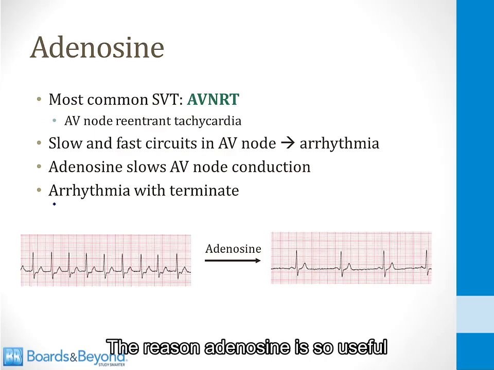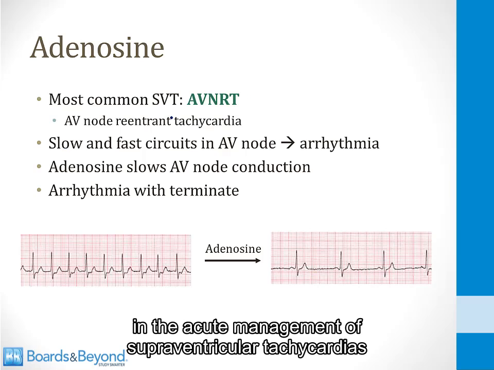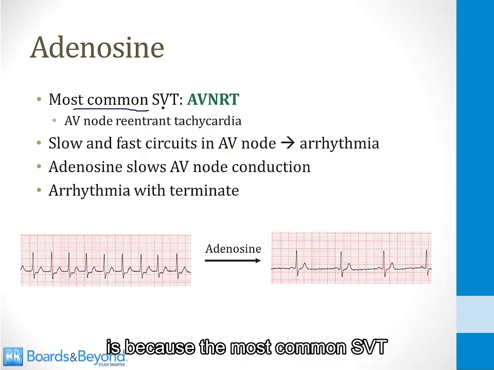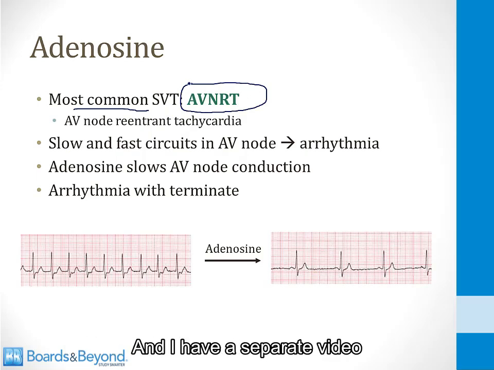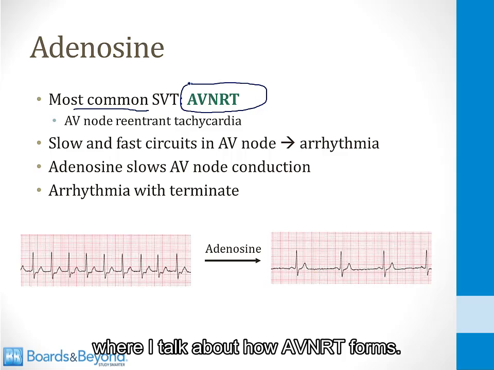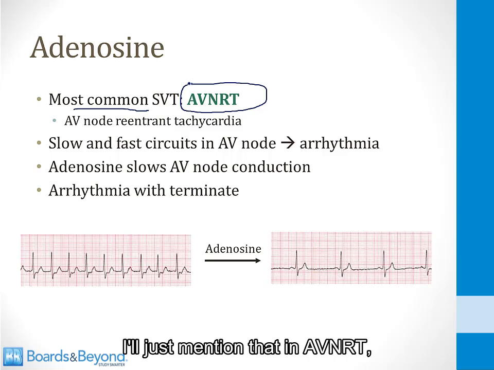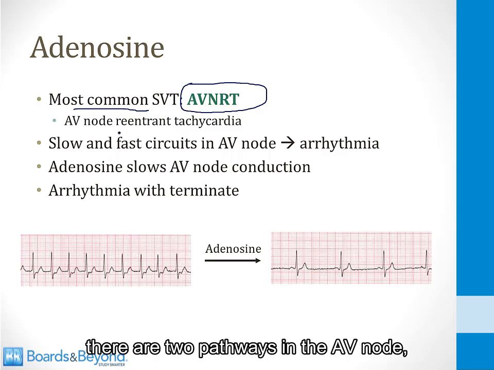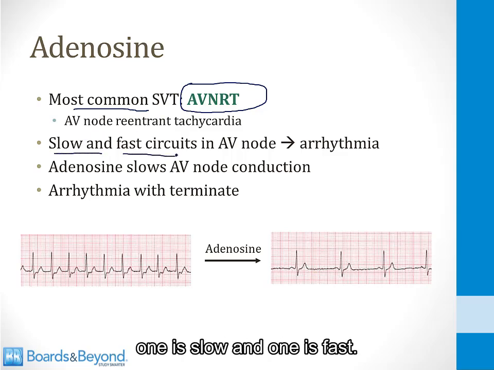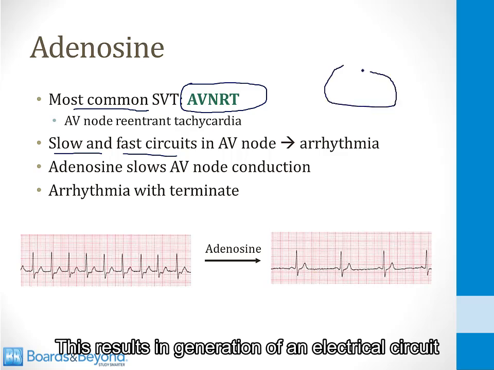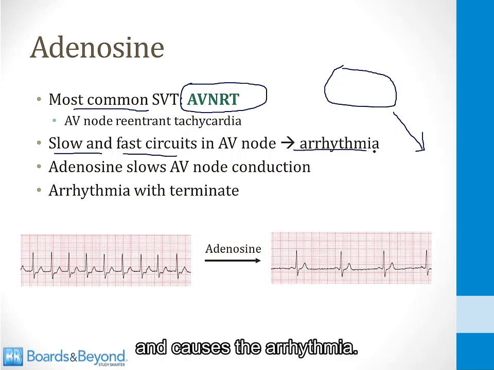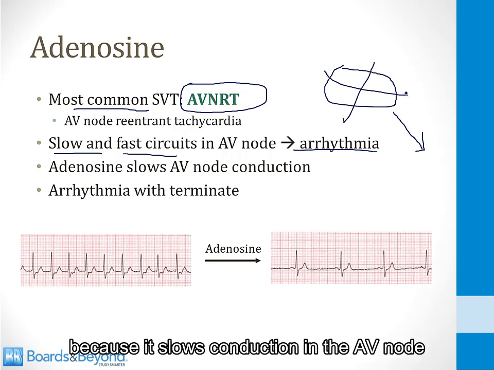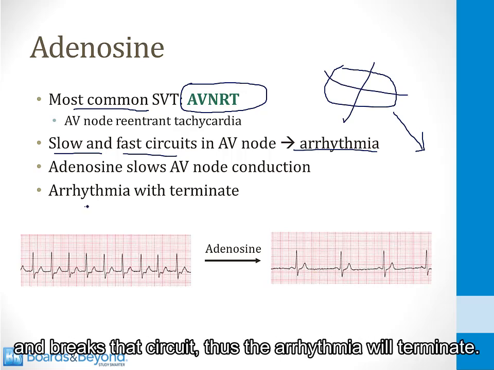The reason adenosine is so useful in the acute management of supraventricular tachycardias is because the most common SVT is AV nodal reentrant tachycardia, or AVNRT, and I have a separate video where I talk about how AVNRT forms. But for our purposes here, I'll just mention that in AVNRT there are two pathways in the AV node. One is slow and one is fast. This results in generation of an electrical circuit inside the AV node, which sends rapid signals down to the ventricle and causes the arrhythmia. Adenosine is useful in AVNRT because it slows conduction in the AV node and breaks that circuit, thus the arrhythmia will terminate.